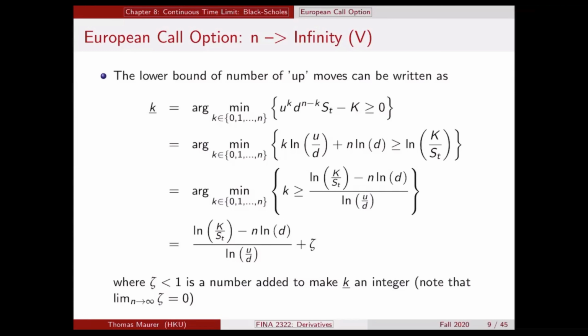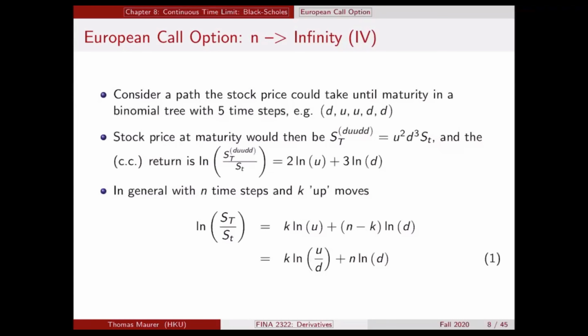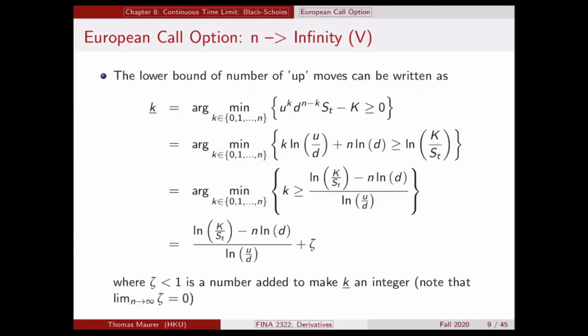What I'm going to do first is I bring k on the other side, divide by S, take the natural logarithm, and so this is now this log return as we have seen before, on the previous slide. And that has to be larger than the log of the ratio of strike price over the current price, S.